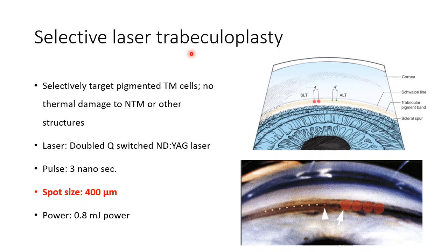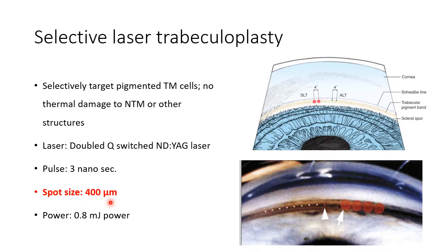Selective laser trabeculoplasty. Now, it selectively targets the pigmented TM cells. No thermal damage happens to the non-pigmented trabecular meshwork or other structures. The laser used is a double Q switched Nd:YAG laser, unlike an argon laser. Pulse 3 nanoseconds. Power much less. That is, it was 300 to 1200 milliwatts in the case of argon, whereas it is much less in this case.